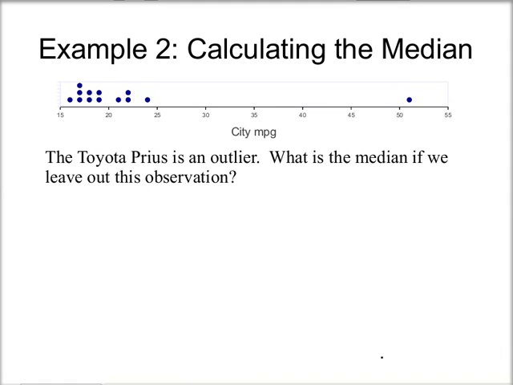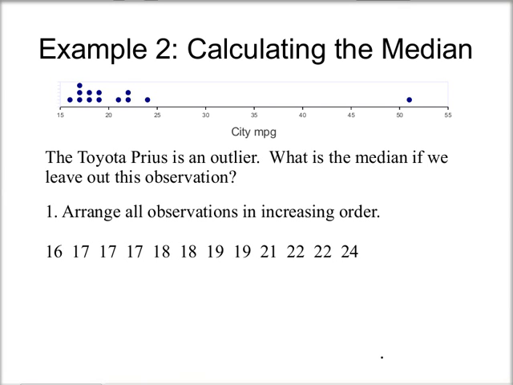Alright, what happens in this case if we leave off the Toyota Prius? Well, I go through my same steps. This time, when I arrange all my observations in increasing order, it's the same, but I've left off the 51 for the Prius on the end. Now I've got an even number. I have 12 observations here, so I need to look at the middle two, and that will be the 6th and 7th observation. So that will be this 18 and 19 here, and I need to find their mean.